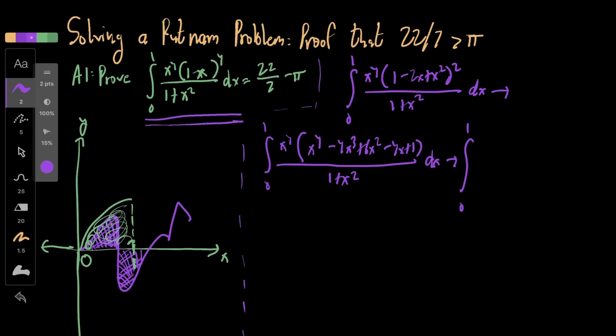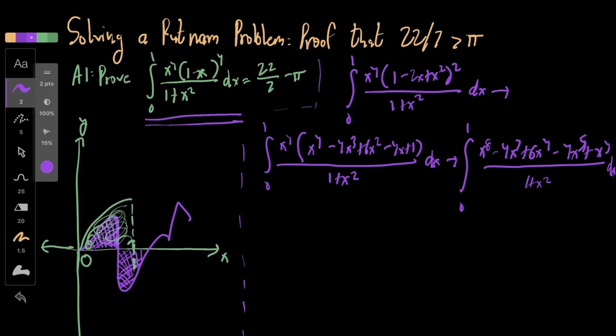Integral from 0 to 1, x to the 8th minus 4x to the 7th plus 6x to the 4th minus 4x to the 5th plus x to the 4th, and all of this over 1 plus x squared and multiplied by dx. So there's that. But what do we do now?